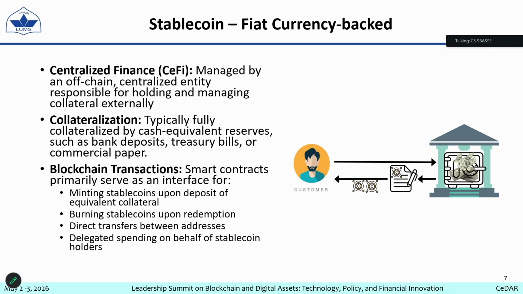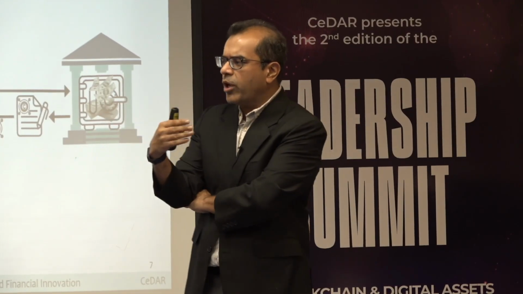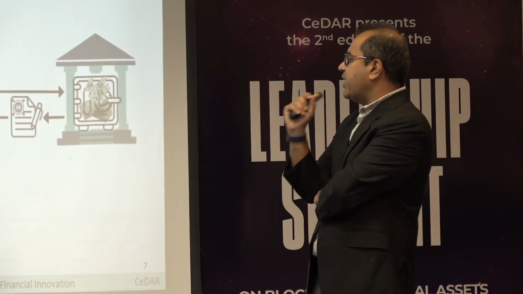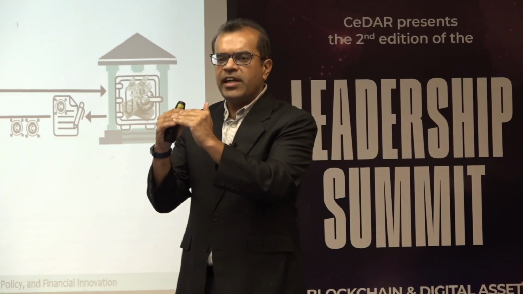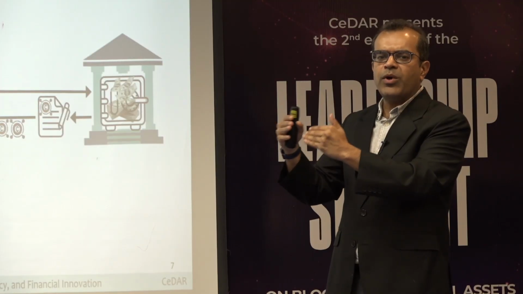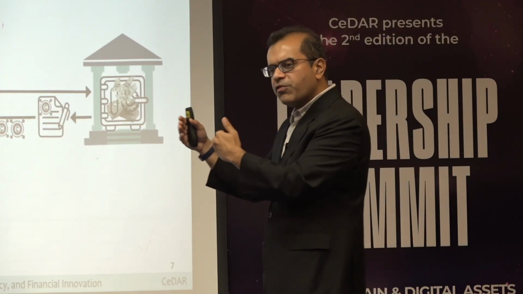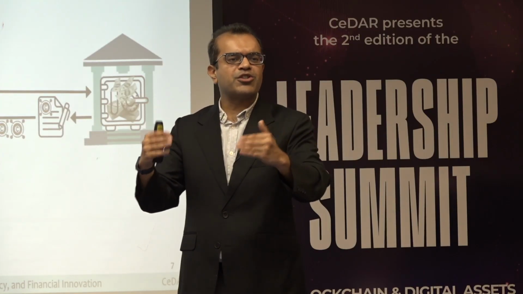Direct transfer between addresses is mainly what it is. You are transferring stable coin assets between addresses, from one person to another. Finally, there's also delegated spending on behalf of stable coin holders. This is a bit nuanced. Here you can delegate your stable coins to a smart contract or a third party who can transact them on your behalf. This is how a lot of the DeFi applications are built, where you are delegating some of your stable coins to them. They are trading them or sending them to other addresses based on whatever the requirements are.